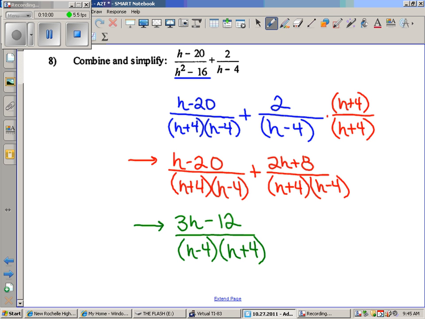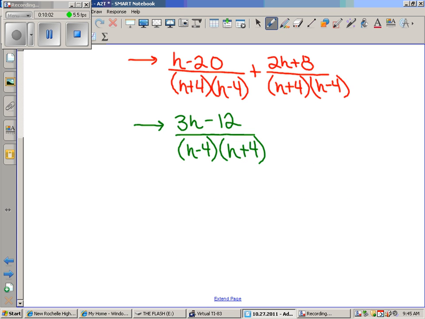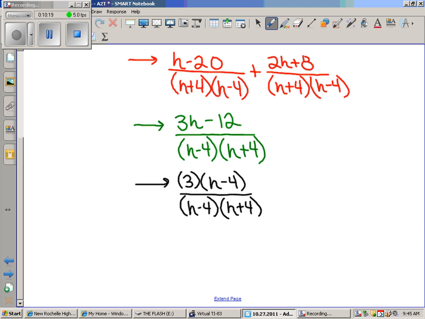Ah, we must be done, right? No, of course not. Of course not. Because you see the top can be factored. That's 3 times h minus 4. And so this is why you don't want to multiply the two bottoms. You see, if you multiplied the two bottoms, it was a waste of a step. Those two cancel away.